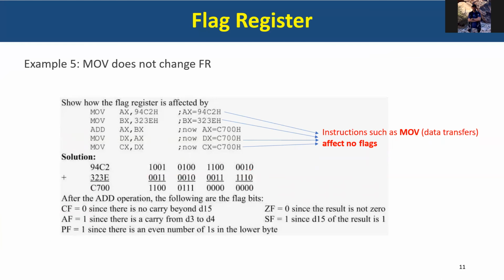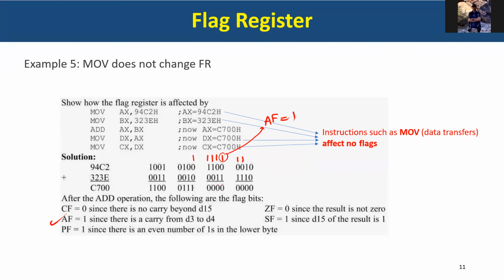So 0 plus 0 is 0, and we don't have a carry. 1 plus 1 is 0, and we have a carry of 1. 1 plus 1 is 0, and we have a carry of 1. 1 plus 1 is 0, and we have 1. The auxiliary flag is 1. That's right. 1 plus 1 is 0, and we have a carry of 1, and this repeats for the next several bits.